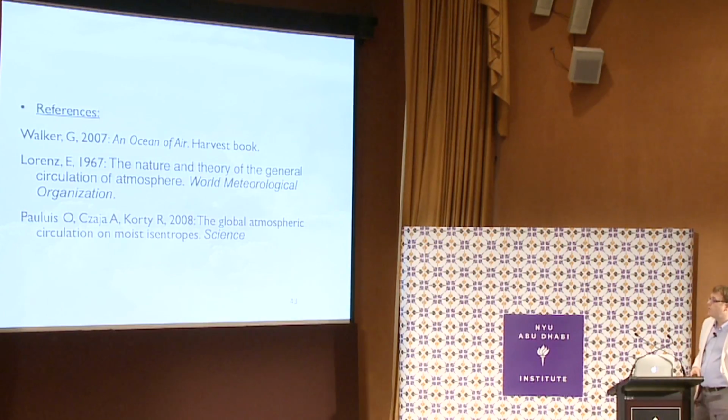The last text is more geared toward undergraduate students who would be interested in going deeper. It's a manuscript by Ed Lorenz. You can get it through the library at NYU, which is a very good introductory text on the general circulation of the atmosphere at the undergrad level, probably junior or senior level.